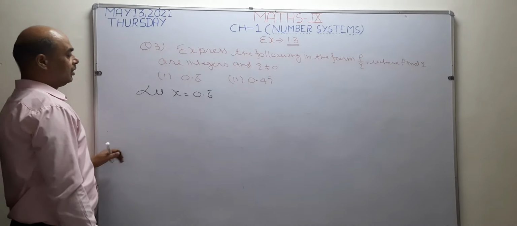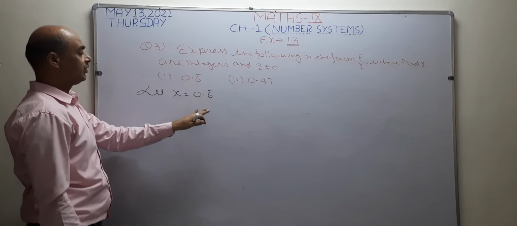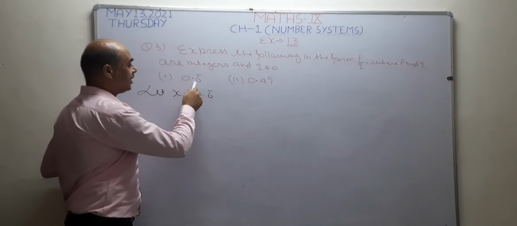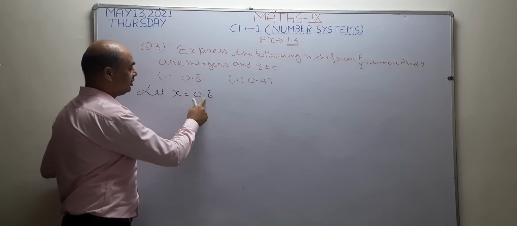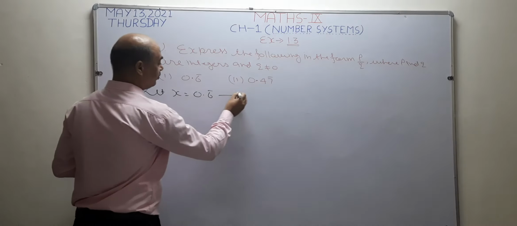Okay. After that, I want to follow 3 steps. In this question, I want to follow 3 steps. What is the first step? In the first step, we have to take this decimal in front of the bar digit. In this question, this decimal is already in front of the bar digit. So, I want to take it as equation number 1.